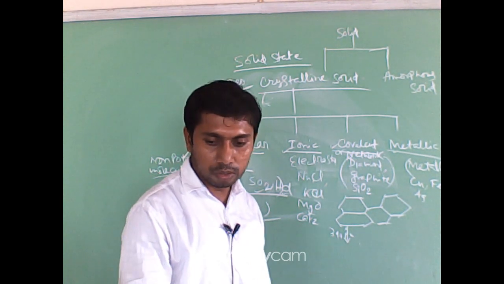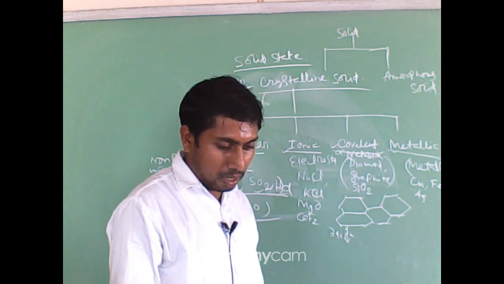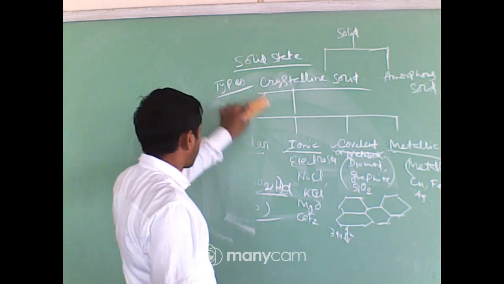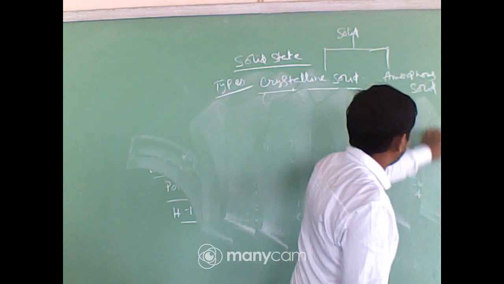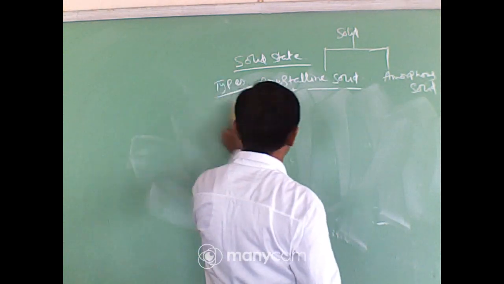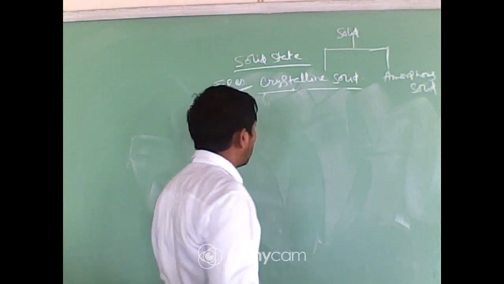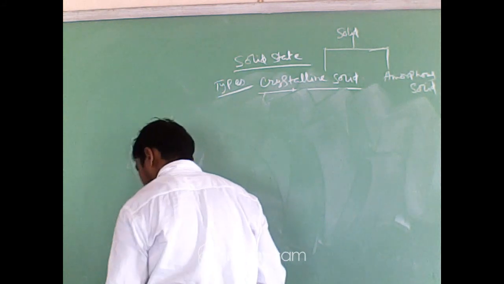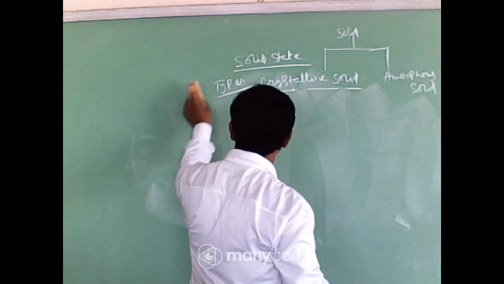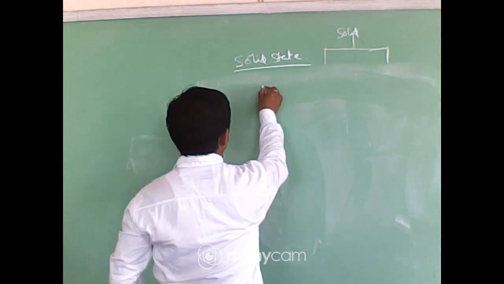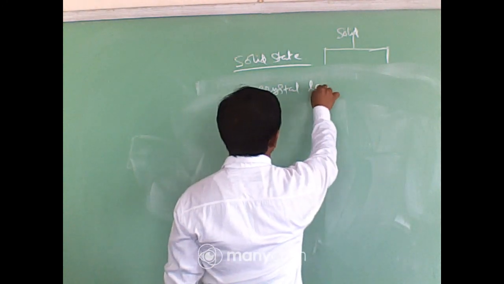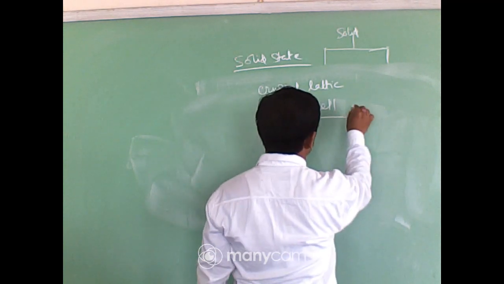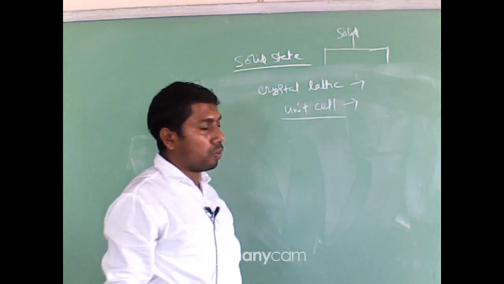Okay, understood? Next one, crystal lattice and unit cell, very important. Crystal lattice and unit cell. So first we will discuss the unit cell and then the crystal lattice. So what is a unit cell?